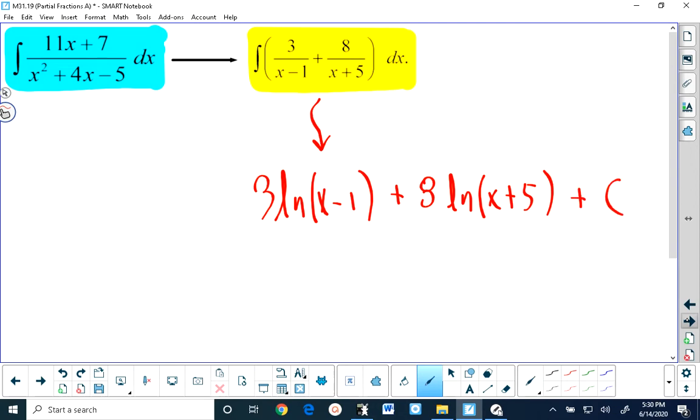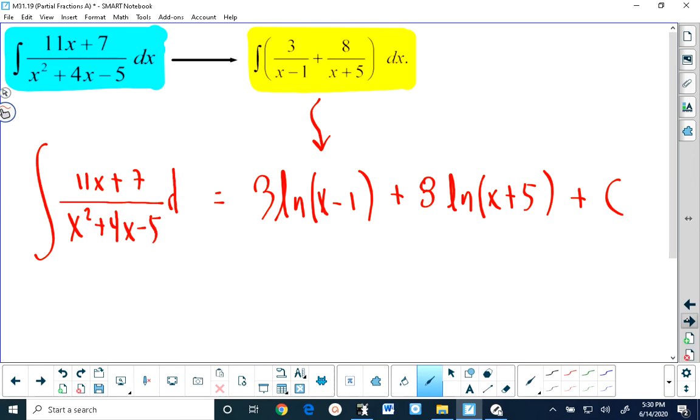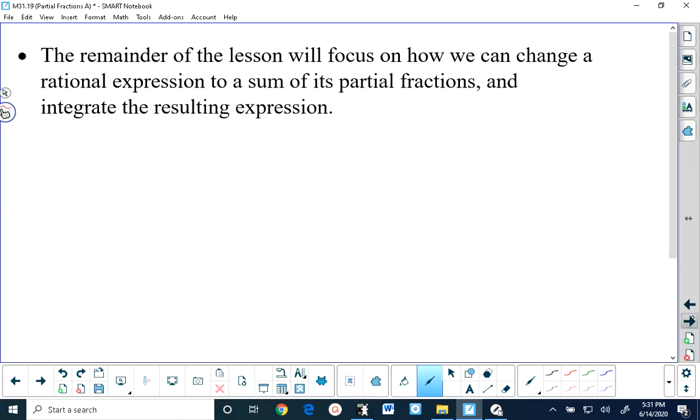So this is what the integral of (11x + 7)/(x² + 4x − 5) is equal to. Of course, you don't go directly from the blue integral to the answer in red. You have to change the blue integral to the yellow integral so that you can make sense of it. The rest of this lesson is going to be showing us how we can do that. How can we take a rational expression and tear it apart into smaller pieces that are added together?